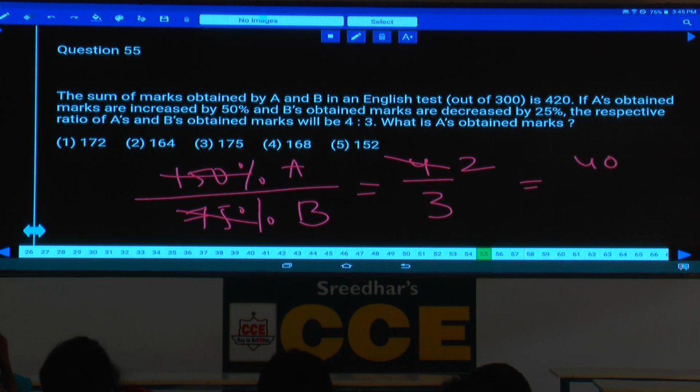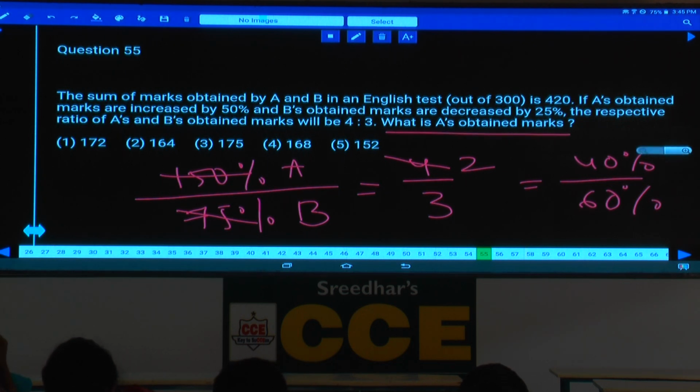That is 40% and 60%. Correct? A gets what percent? 40%. What is 10%? 42. 40% in the sense double double: 42 double, 84, 84 double, 168. Okay? Right. I'll stop here.